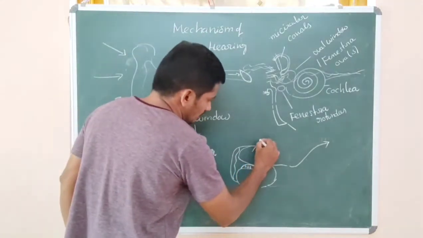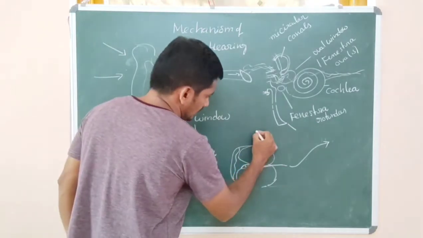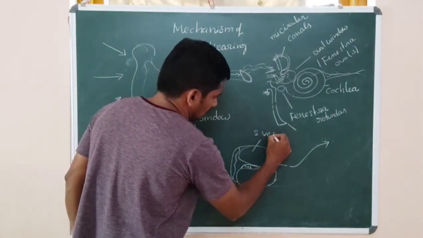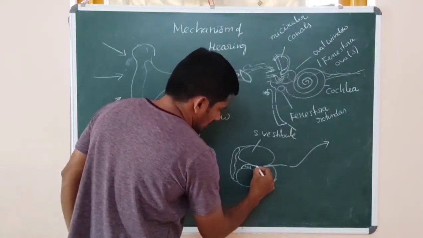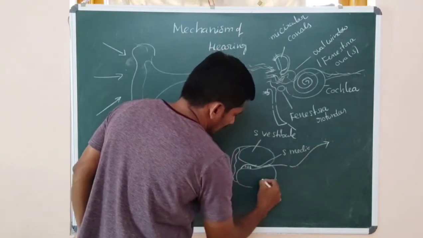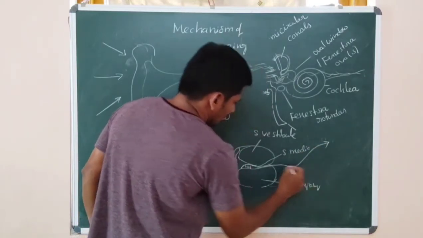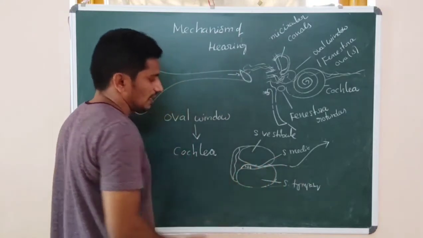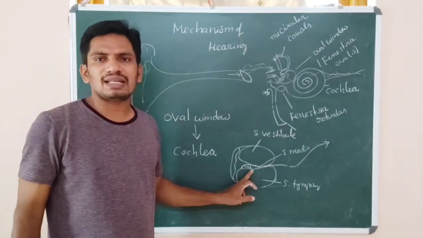And here the cochlea has three tubes. This is the scala vestibuli, this is the scala media, and this is the scala tympani. Here the membrane is called the resonance membrane, and this membrane is called the basilar membrane.